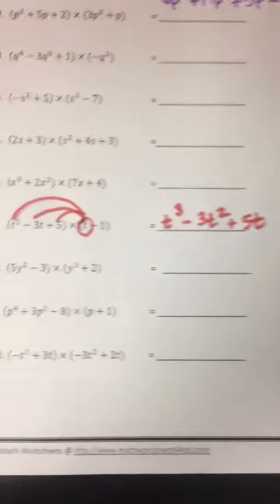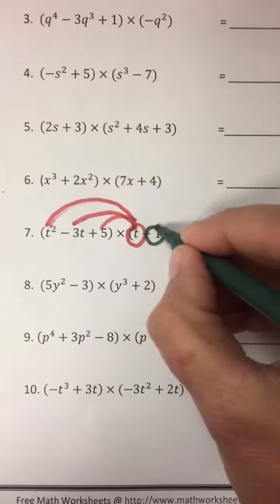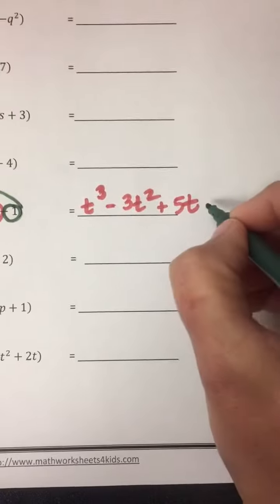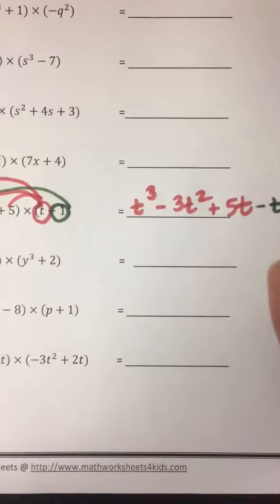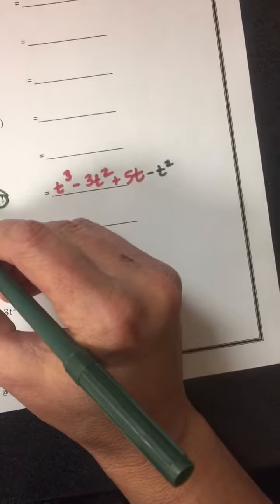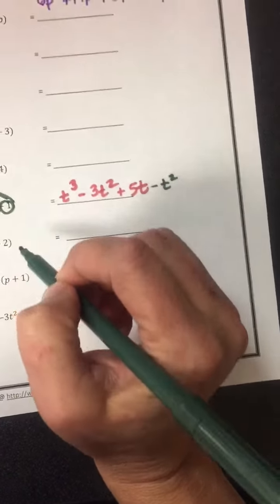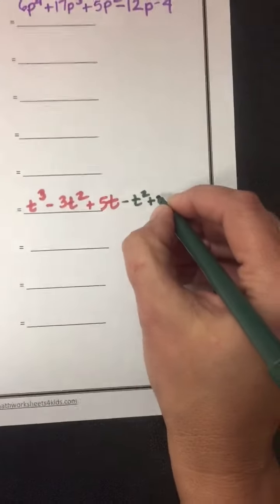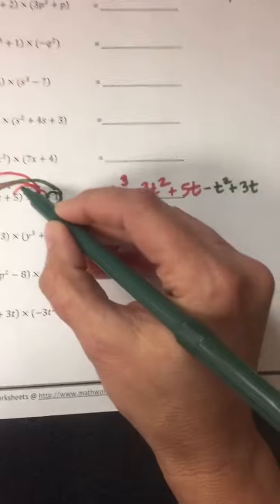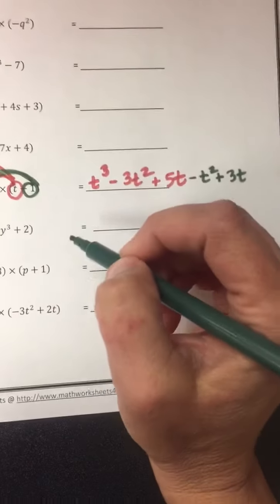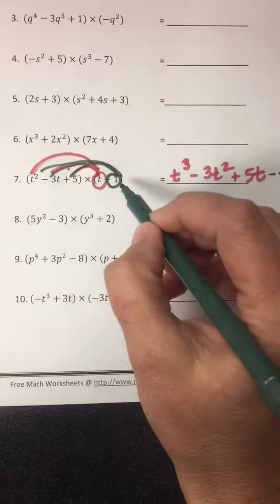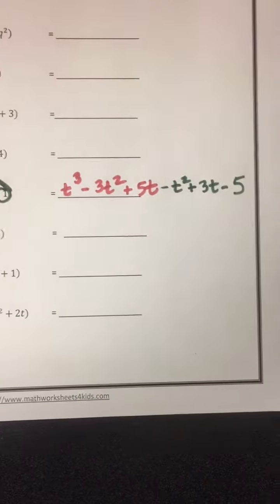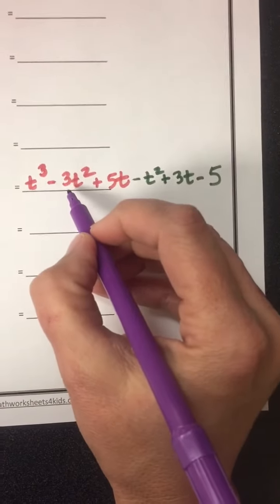Once I've done that, I'm going to now take my second term, which is negative 1. And so I've got t squared times negative 1, which gives me minus t squared. I have negative 3t times negative 1, and that's going to give me a positive 3t, because a negative times a negative is a positive. And then I have 5 times negative 1, which is going to give me negative 5. My next step, as we talked about before, is to look for what I can combine.